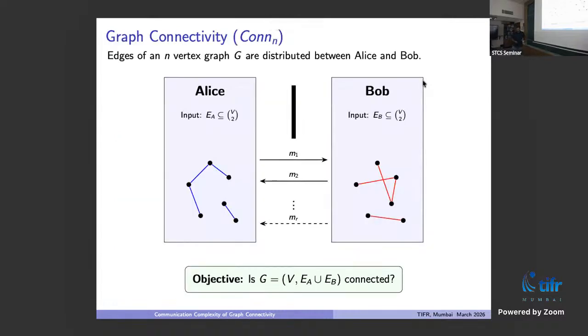So here's the main problem that we'll be concerned about. Alice and Bob are given as inputs edges of an n-vertex graph. So the vertex set is, say, 1 to n, and it's known to both players. The vertex set is common. The edge set is divided up amongst the players, not necessarily as a partition, but it could very well be. And the question is to ask whether the union of the edges together forms a connected graph.